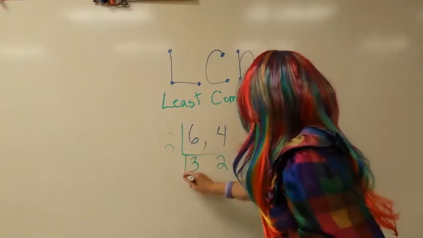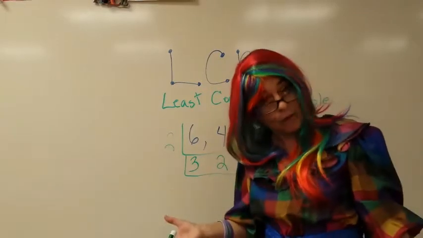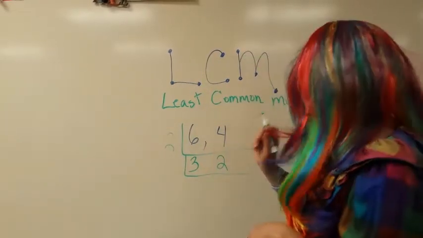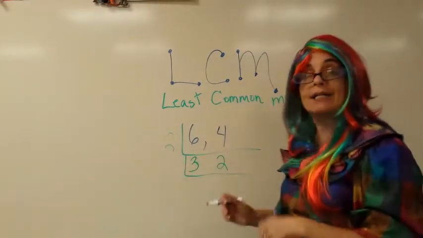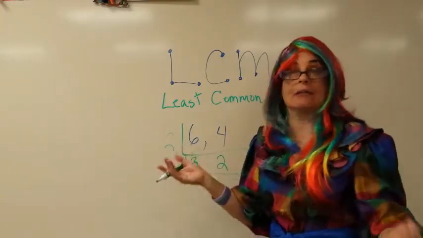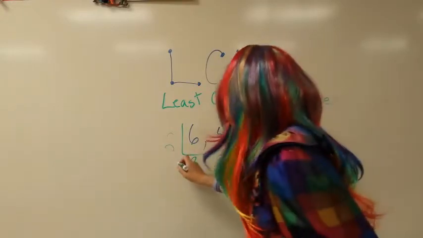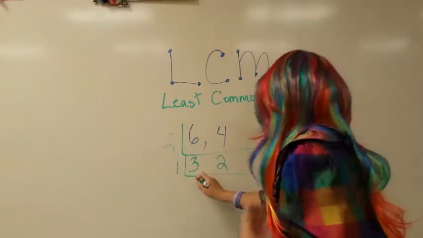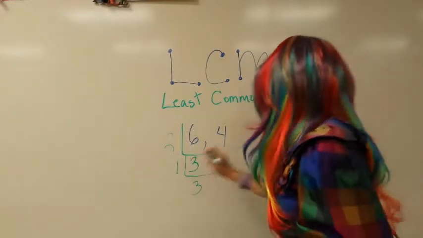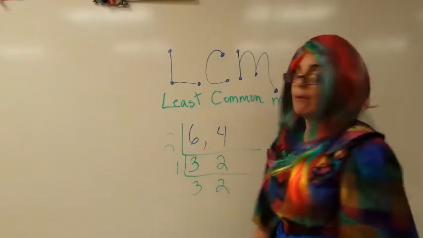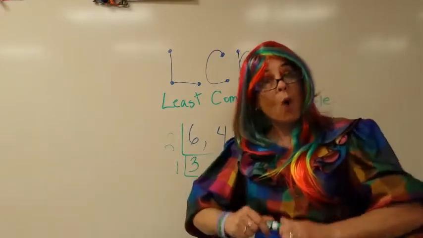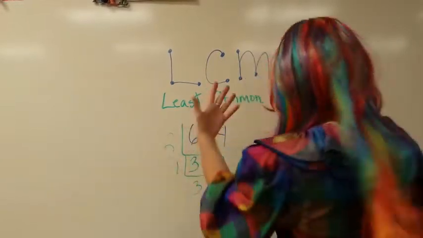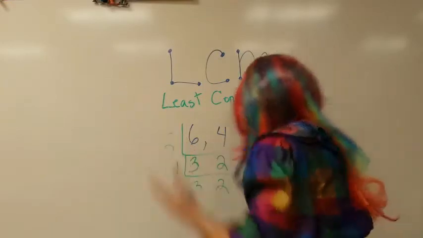Now we make another ladder, and we say to ourselves, what factor can go into both 3 and 2? Well, there's only one, and that's the number 1. 1 can go into 3 3 times. 1 can go into 2 2 times. You know the phrase, 1 and you're done. Well, there's our 1, and I am done.